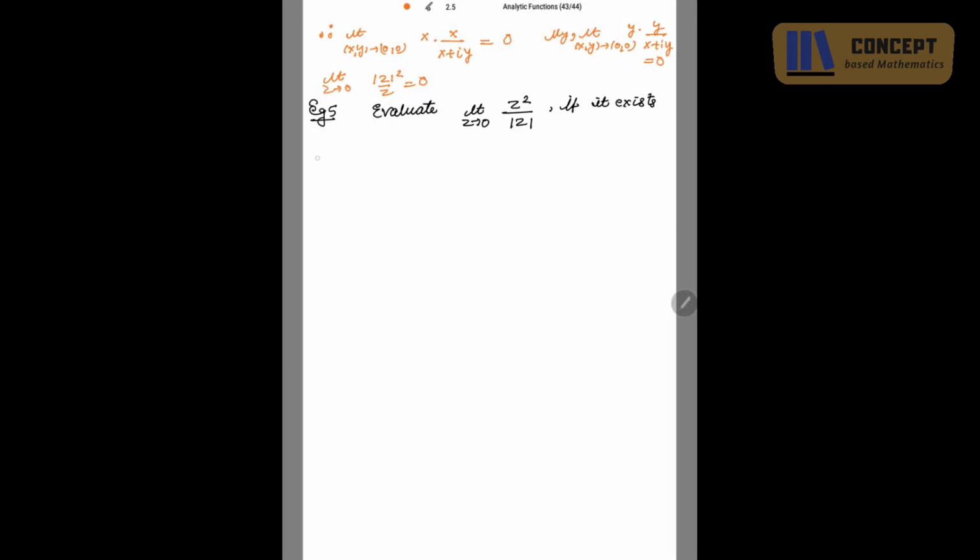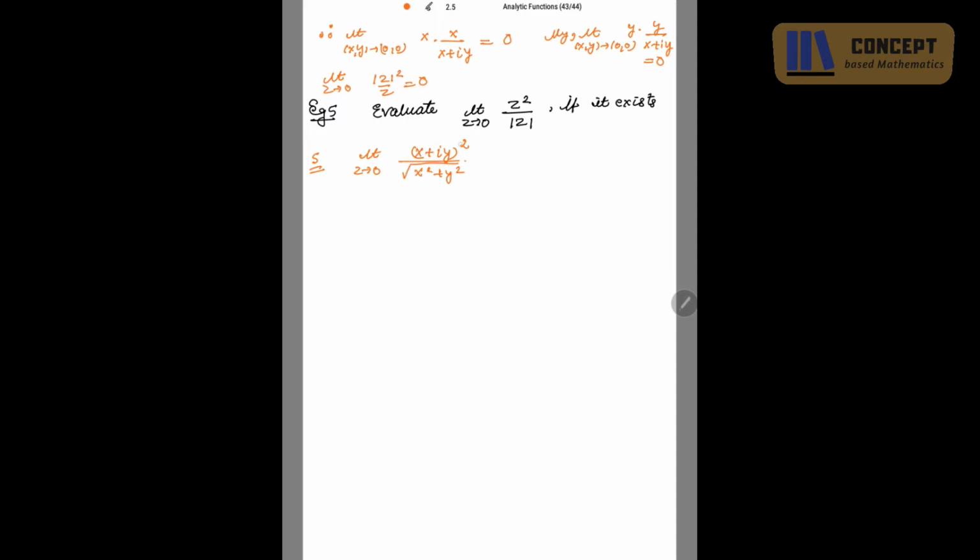Similarly, example 5. Evaluate the limit as z tends to 0 of z square over mod z, if it exists. Now mod z is in the denominator here. What is z square? This is (x plus iota y) whole square over mod z, that is, the root of x square plus y square.